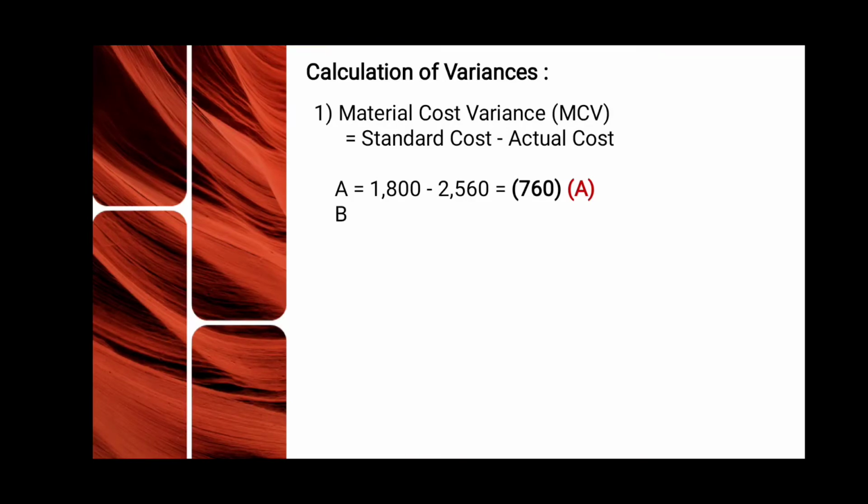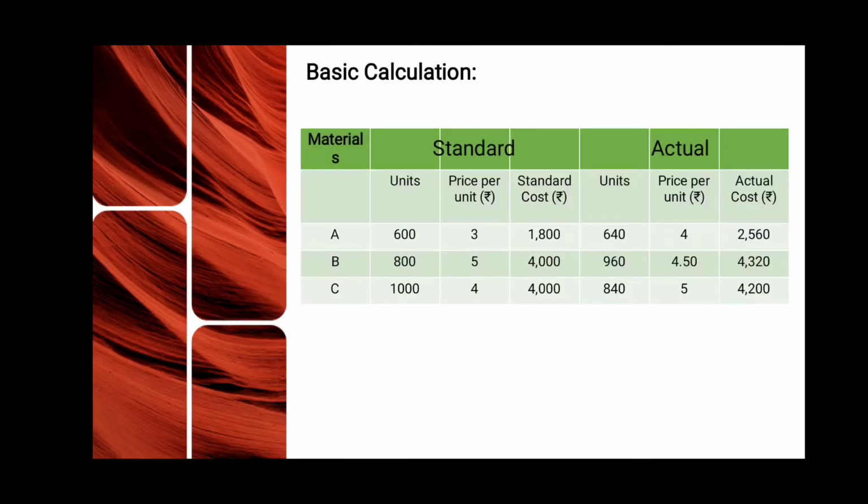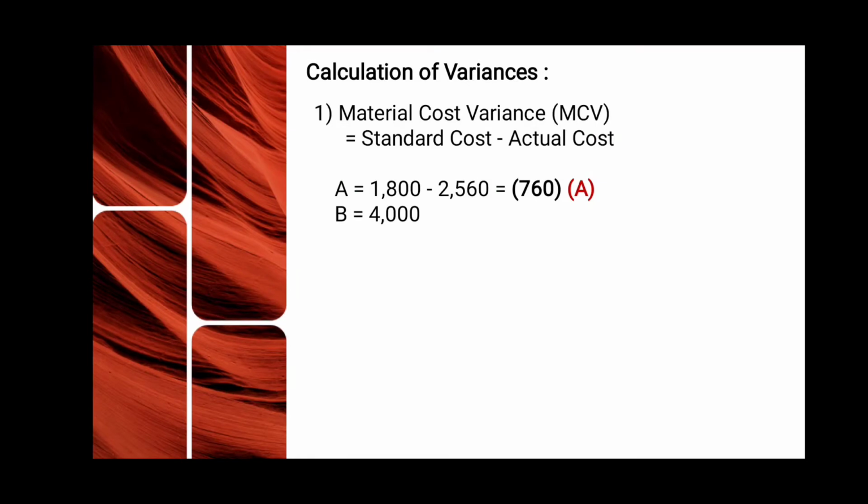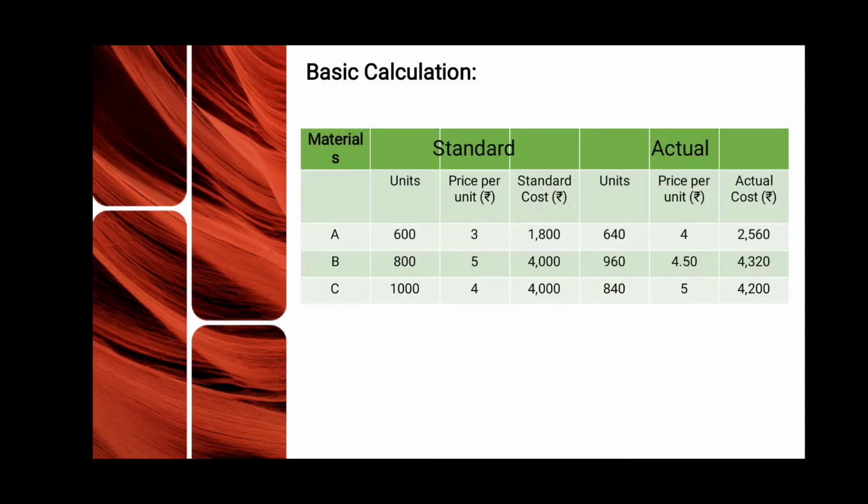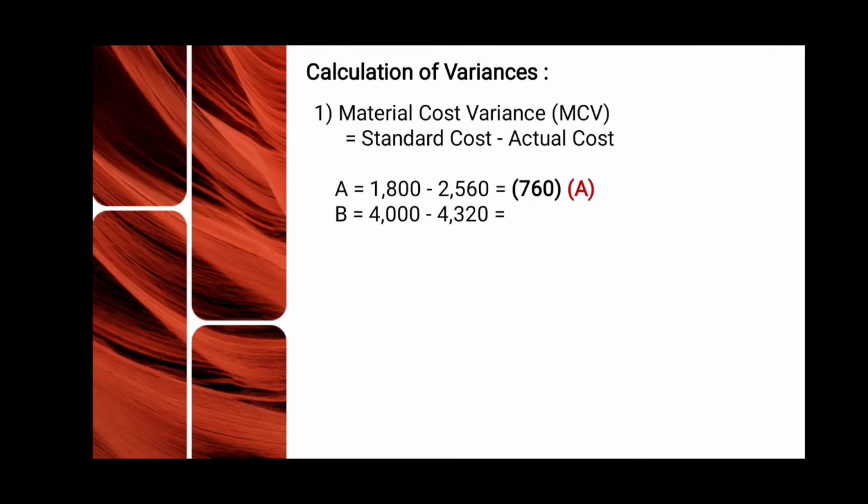Next, material B, which is equal to standard cost. So standard cost for material B is 4000 minus actual cost amount is 4320, which will be equal to rupees 320, which is negative. So we'll mark it as A.